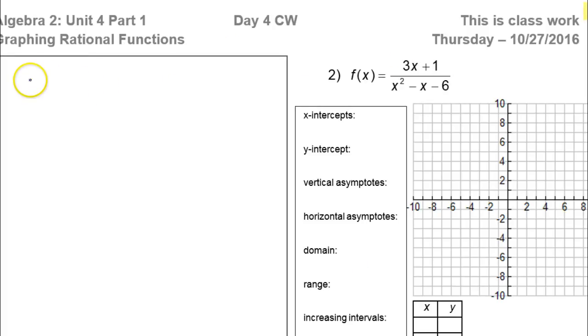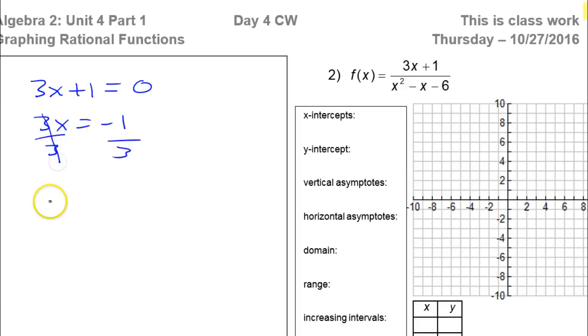So if I set the numerator equal to 0, that would give me 3x plus 1 equals 0. Subtracting 1 gives me 3x equals negative 1. Dividing both sides by 3 gives me x equals negative 1/3. So that means that the x-intercept is going to be negative 1/3, comma 0.